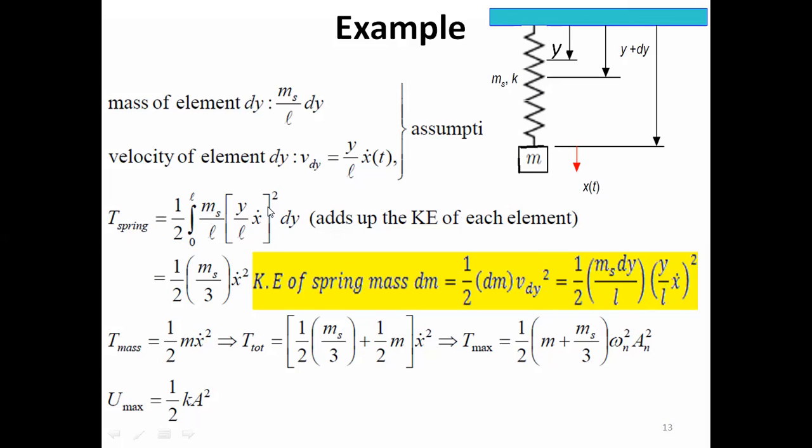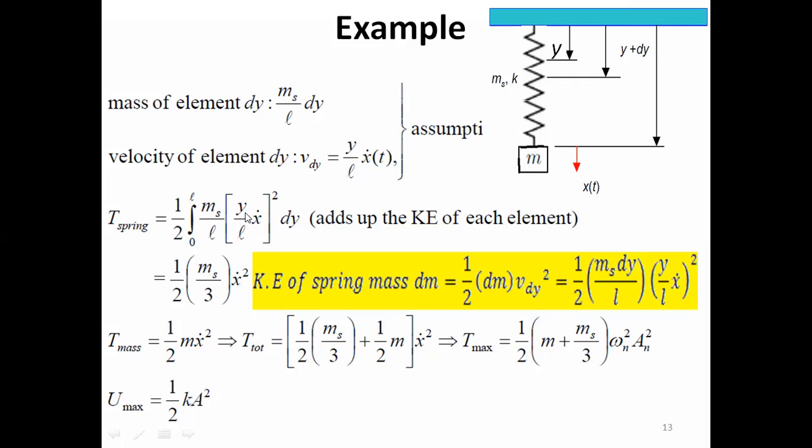m_s/L is constant, so writing this outside the integral sign. And here we would have x dot. x dot is the velocity of this mass. It is also constant, so we can also write this outside the integral sign, and we have y by L.